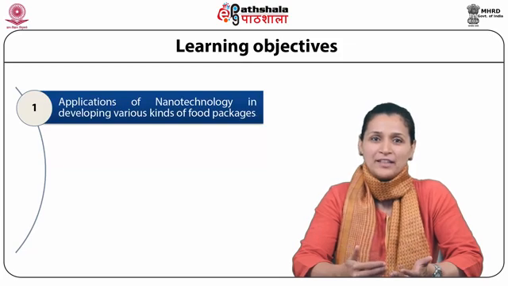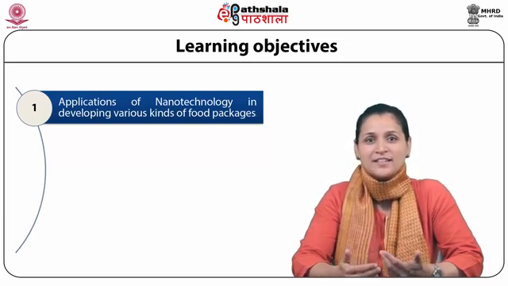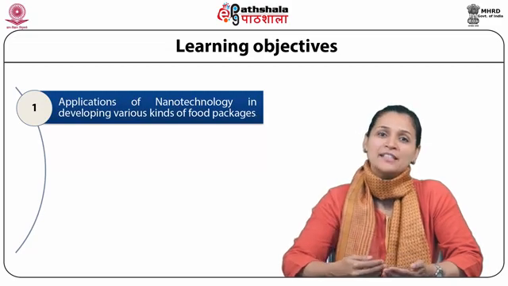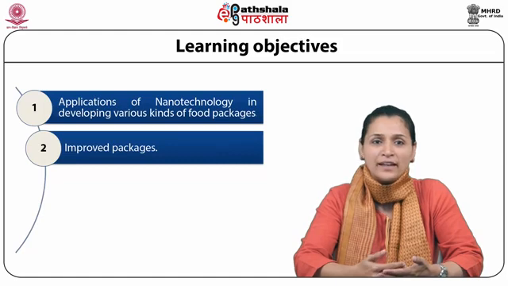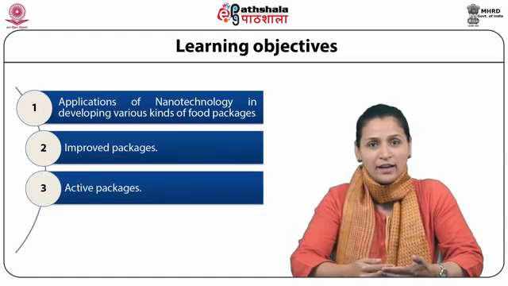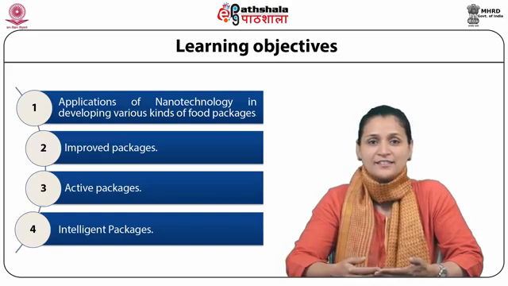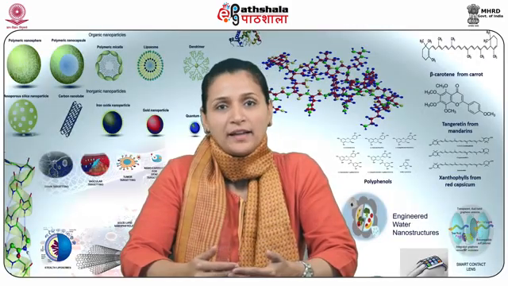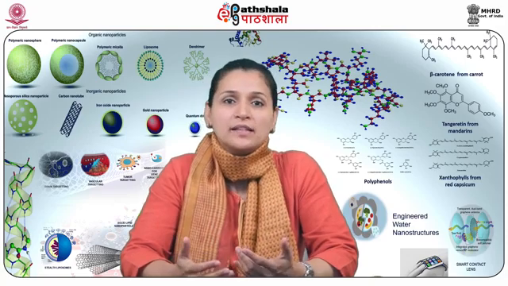Number one, the applications of nanotechnology in developing various kinds of food packages. And when we say kinds of food packages, we will understand in parts. Number one, the improved packages. Number two, active packages. And number three, intelligent packages. When we make improved packages, one of the objectives is also how to reduce the environmental stress.